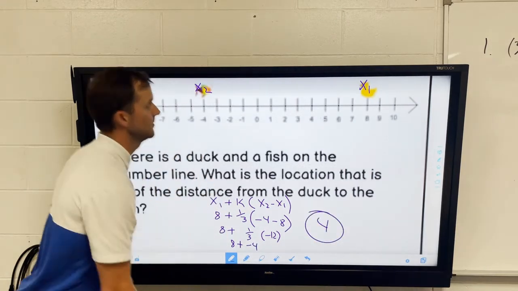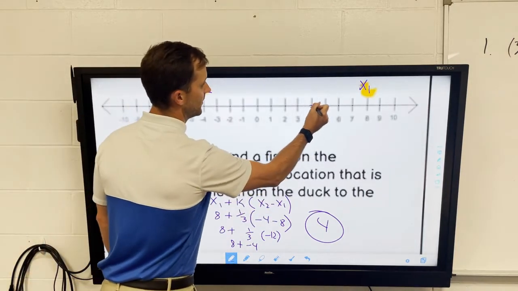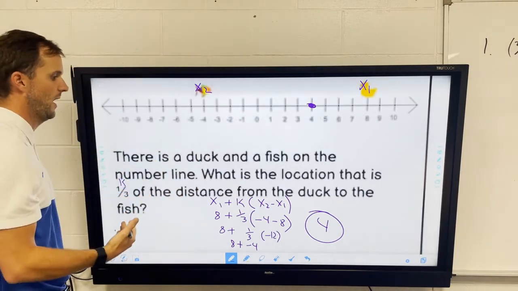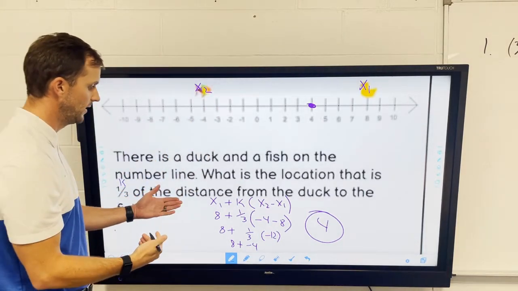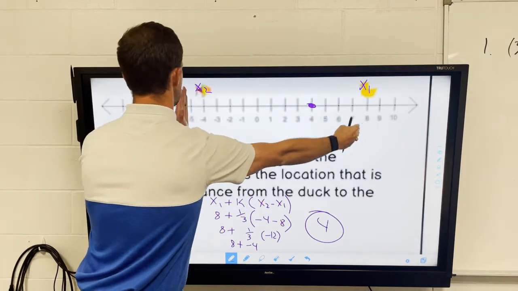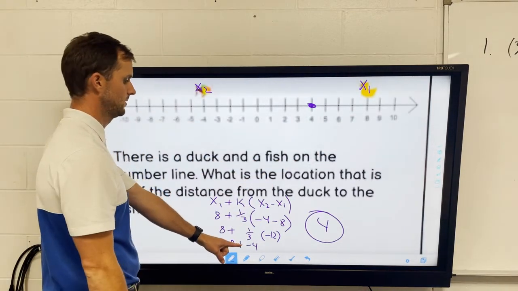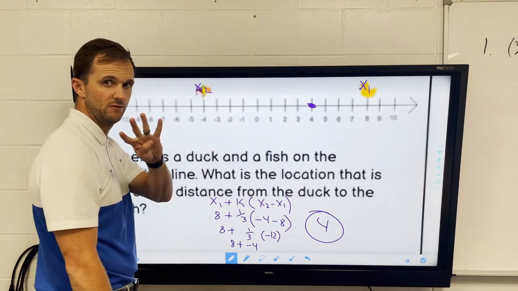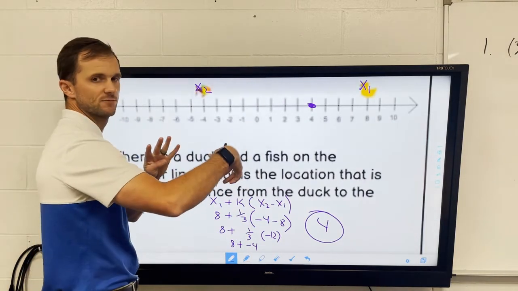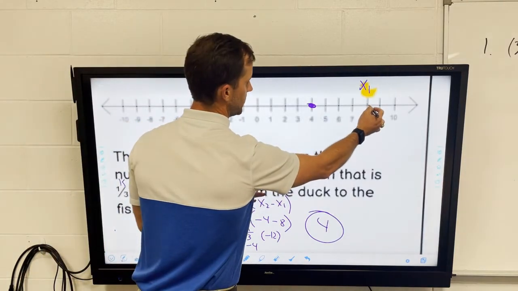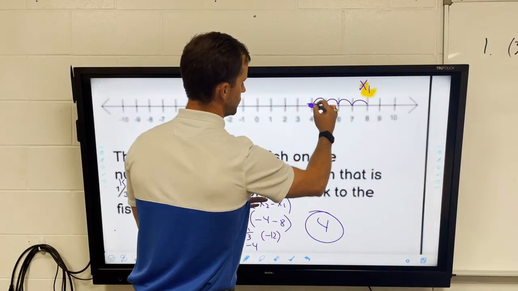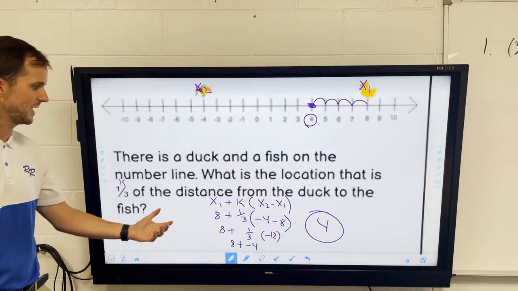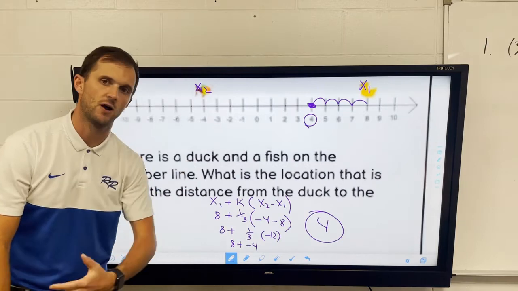So that, ladies and gentlemen, is going to be the spot that's 1/3 the distance from the duck to the fish. Because if we look here, the distance from 8 to -4 is going to be 12 spaces. So if I divide that by 3, 12 divided by 3 is going to be 4. So I'm going to go 4 spaces from the duck. So 1, 2, 3, 4, which would put me at +4. Okay? So that, ladies and gentlemen, is how you use the formula to solve for fractional distance.